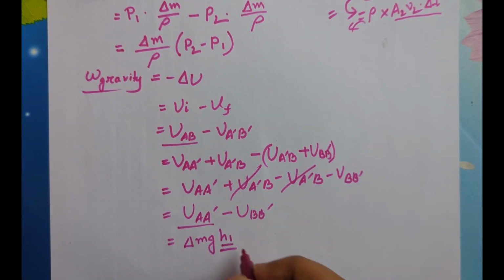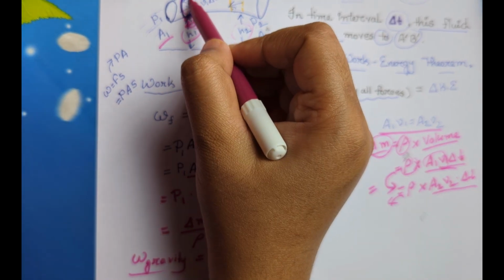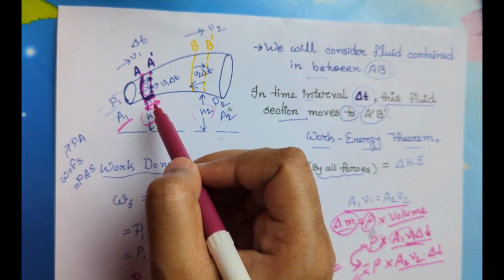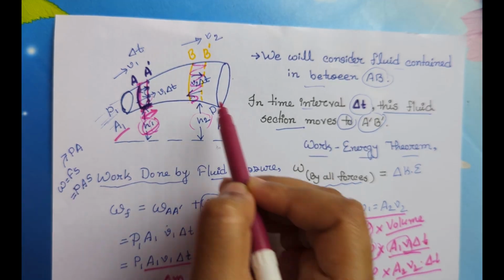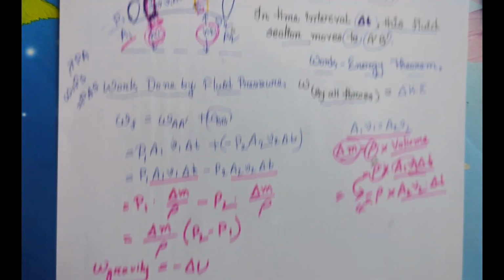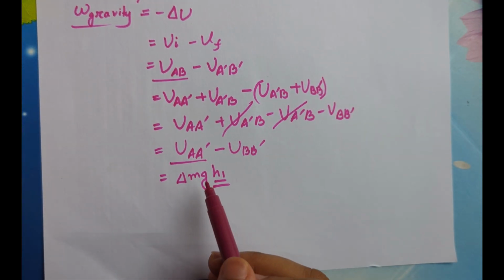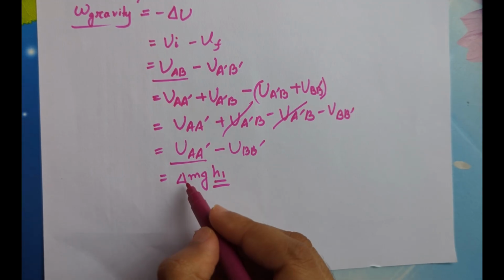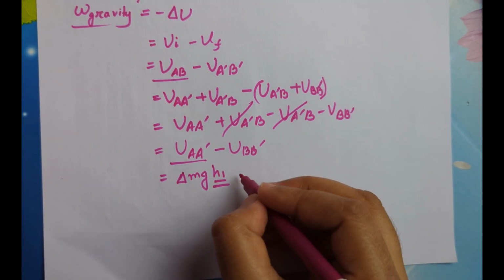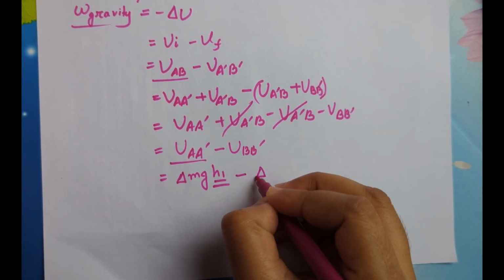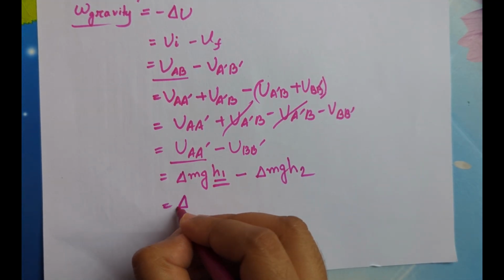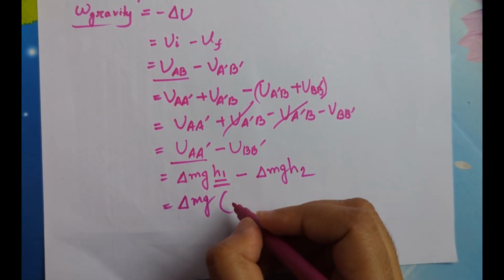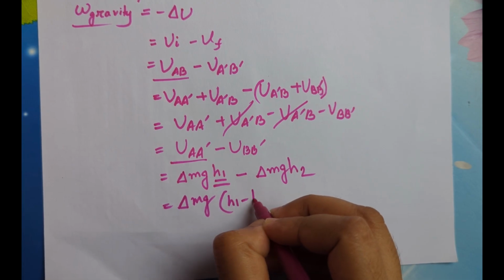Why do we use h1 here? Because we considered the first portion of fluid to be situated at the height of h1 and the second portion of fluid at the height of h2. So for the potential energy of A A prime, we use h1 as the height, and for B B prime it will be del m g h2. If we take the common factor, we get del m g times h1 minus h2.